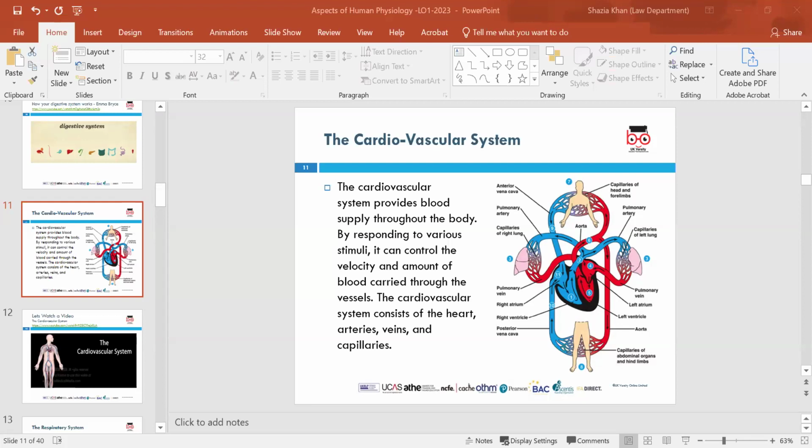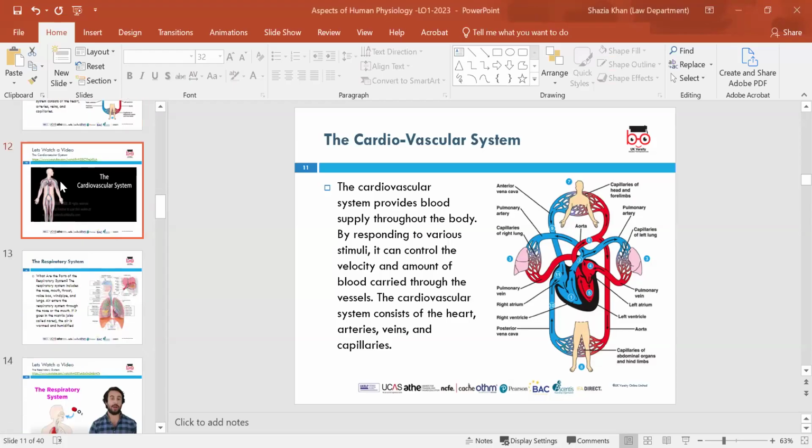consists of two main loops, systemic circulation and pulmonary circulation, and its purpose is to provide adequate blood circulation through the body. The pulmonary circulation allows for the oxygenation of the blood, and the systemic circulation allows for the oxygenated blood and nutrients to reach the rest of the body.